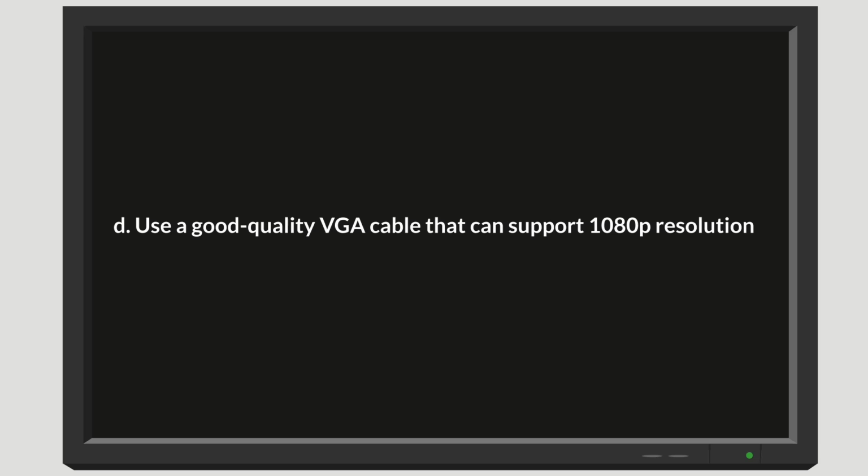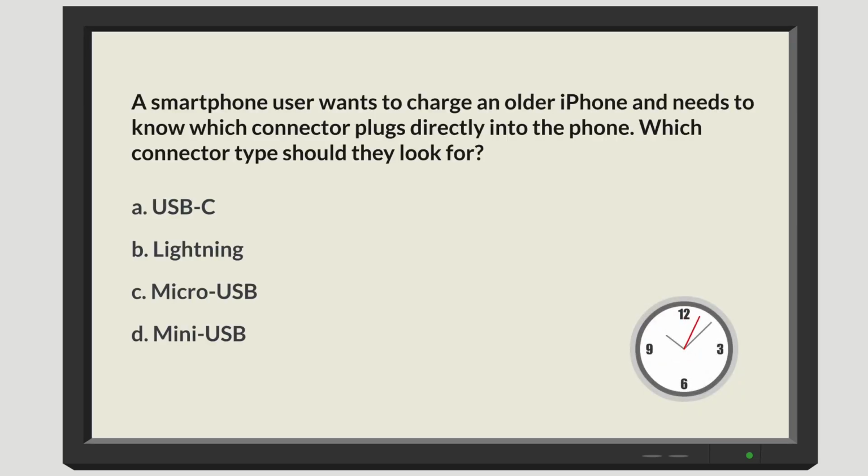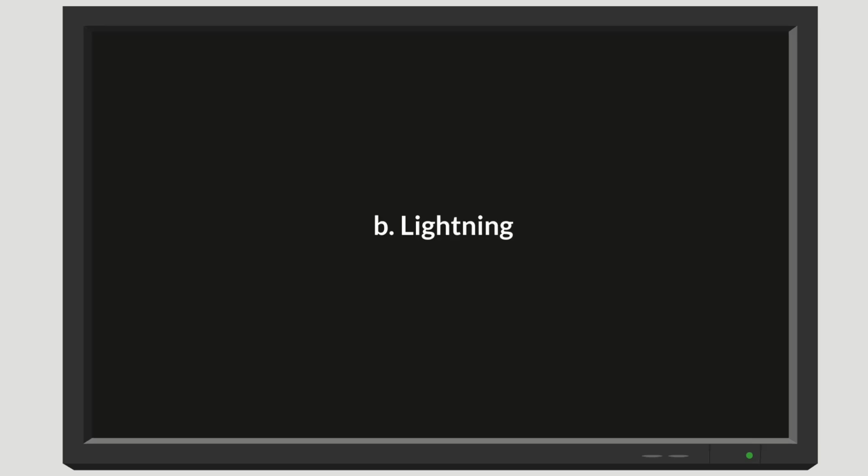high quality. A user wants to charge an older iPhone, but they're not sure which connector plugs directly into the phone. Here are the options: USB-C, Lightning, micro USB, or mini USB. The correct answer is Lightning because older iPhones used Apple's Lightning port for charging and data.